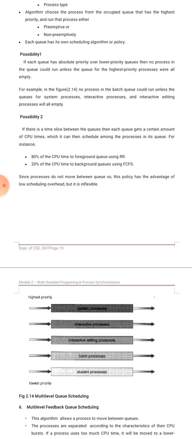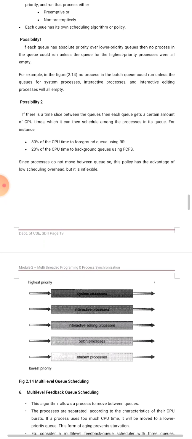By now I hope you know the difference between preemptive and non-preemptive. Preemptive means it is possible for us to stop a particular process in between and give the control of the CPU to another process, whereas in non-preemptive, once you give the CPU to a particular process, it is not possible for us to forcibly take it back. The process on its own should complete and then release the CPU. Each queue has its own scheduling algorithm or policy.